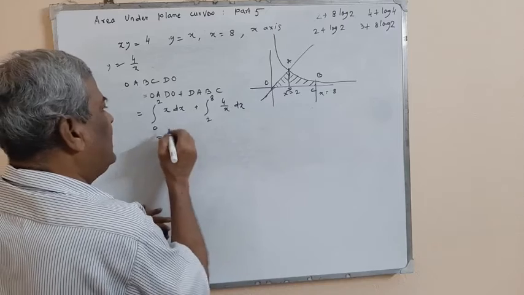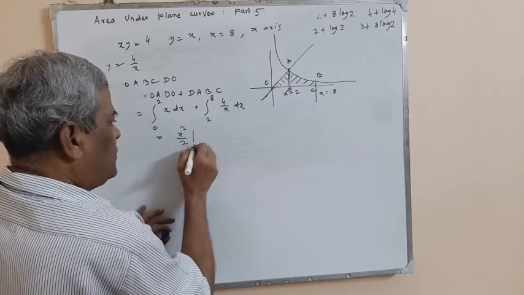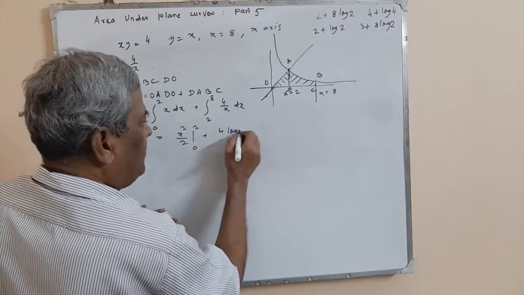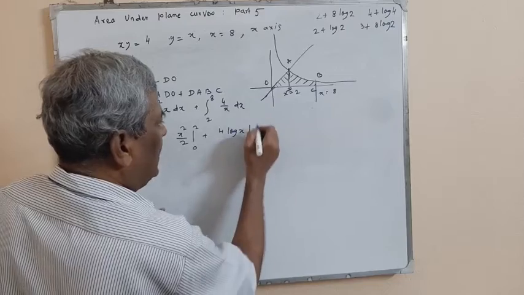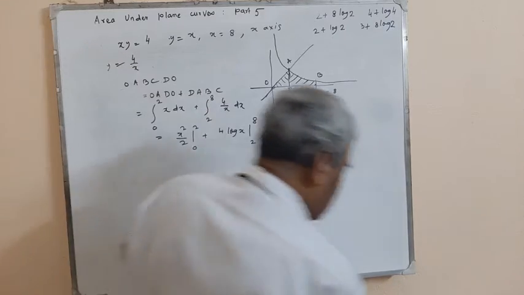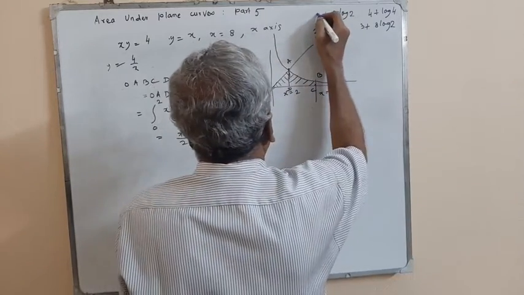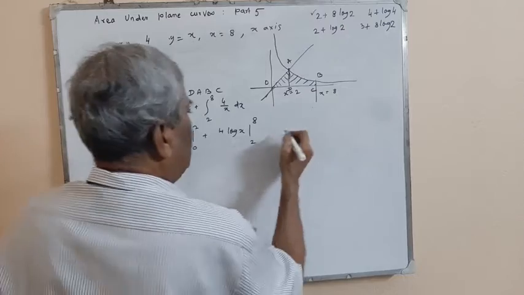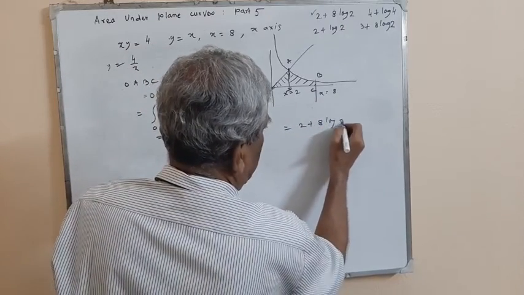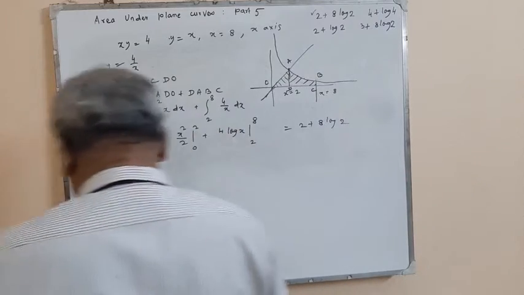Now it can be integrated very easily: x square by 2, from 0 to 2, plus 4 log x from 2 to 8. Now put the limits, simplify, and after simplification the answer is 2 plus 8 log 2. So next.